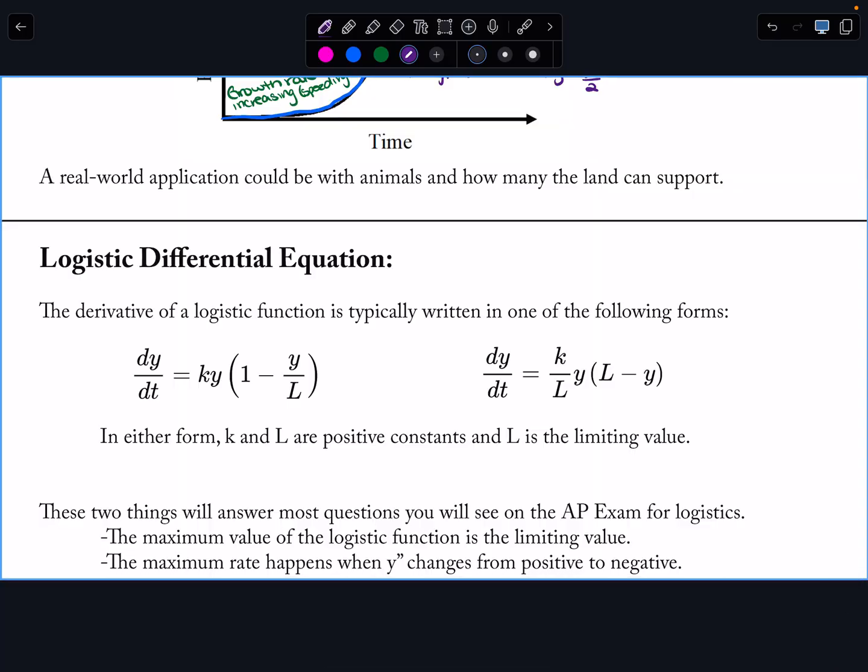You'll know that it's a logistic growth equation if your derivative is of this form. So you see 2 y's, and the y's are still the same. They're still a dependent variable. I mean, that hasn't changed. And L stands for the limiting value, or the carrying capacity.